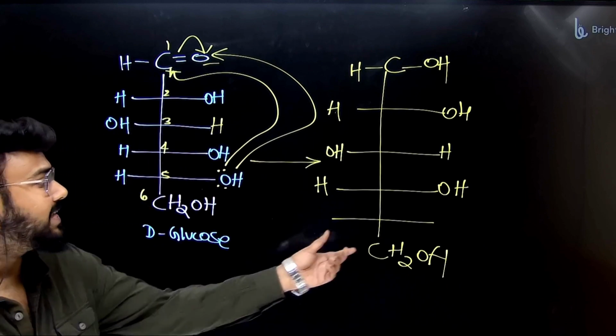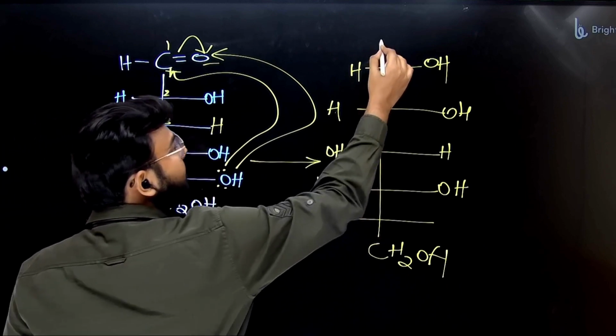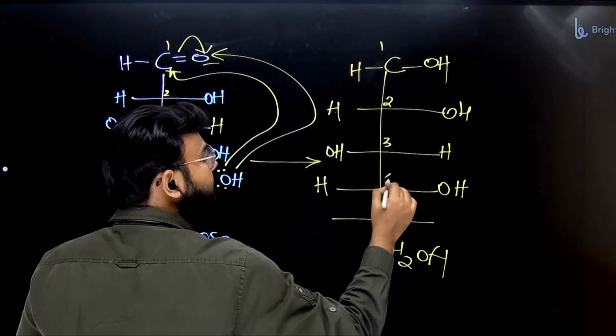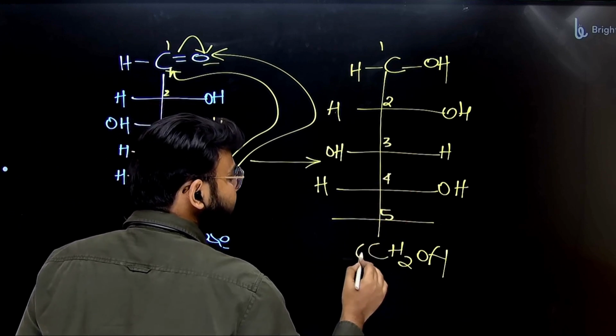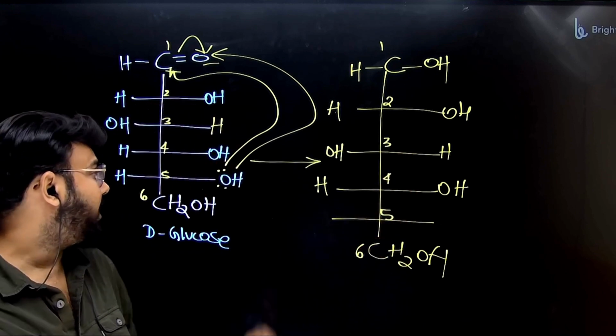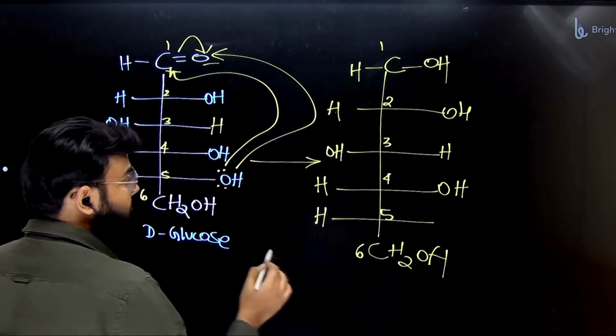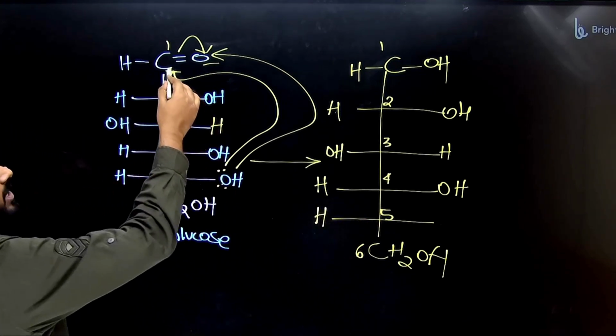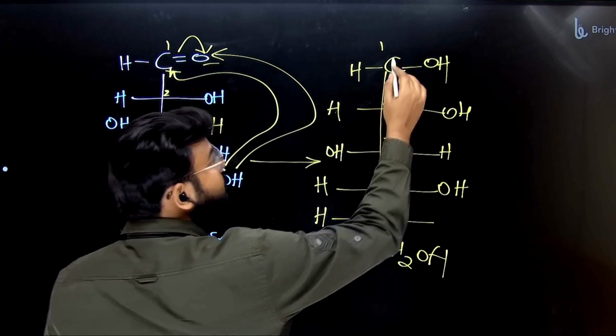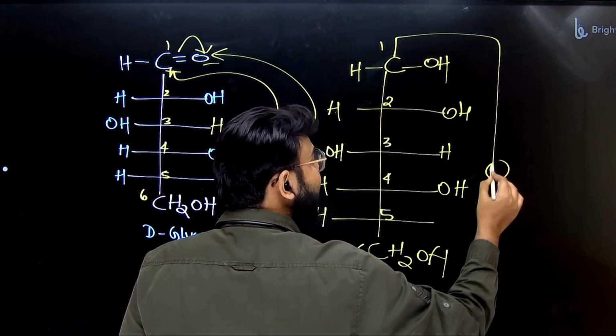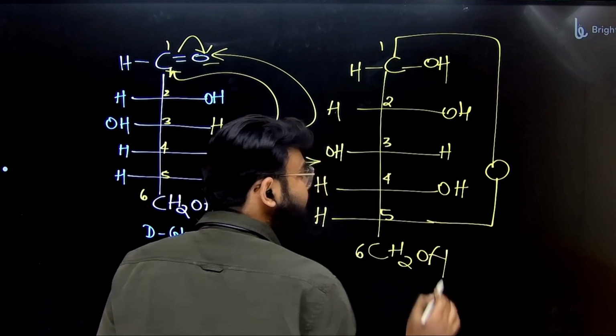Okay, now what is happening at the fifth carbon? Let me give the numbering so there should be no confusion: 1, 2, 3, 4, 5, and 6. So, what is happening at the fifth carbon? At the fifth carbon, you can see there will be a hydrogen, but this oxygen is bonded to the first carbon. So, the first carbon will have an ether bond here with the fifth carbon.